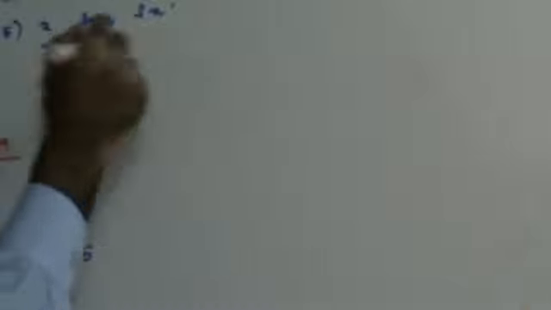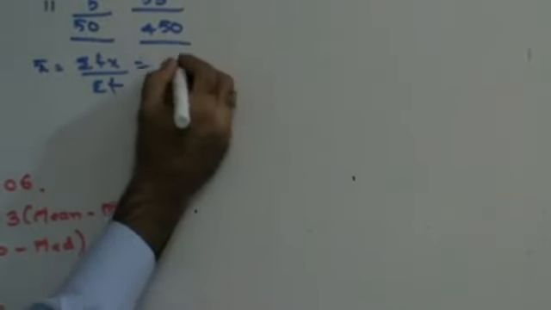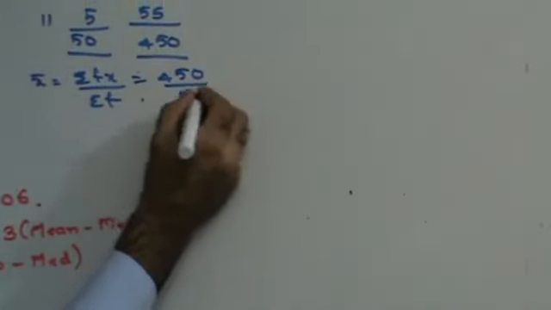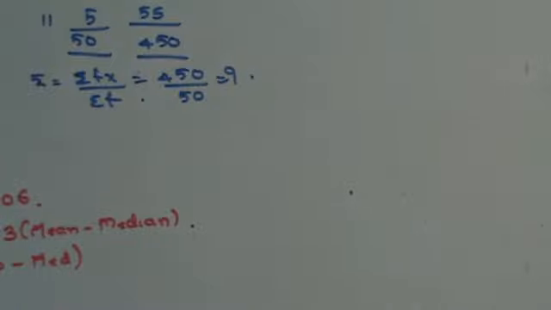Now, they've given you data. First thing that you do is you find out mean. How do you find out mean? First find out fx: 35, 80, 180, 100, 55. Add this, add this. When you add this, you will get this as 50. When you add this, you will get this as 450. Mean is given by the formula sigma fx upon sigma f. So that's 450 divided by 50, which is 9, right?